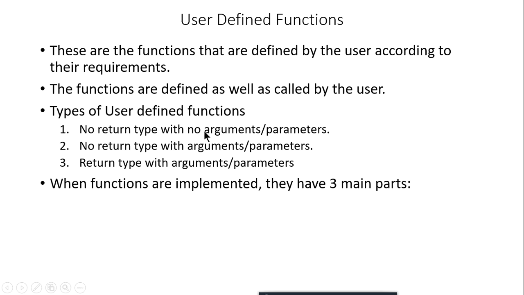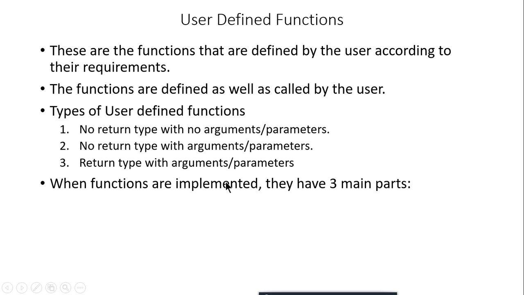Based on the return type, arguments or parameters, the user-defined functions can be divided into three categories: no return type with no arguments, no return type with arguments, return type with arguments. So what are return type, what are arguments?